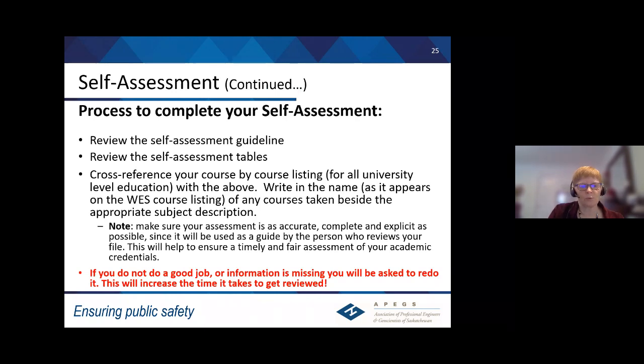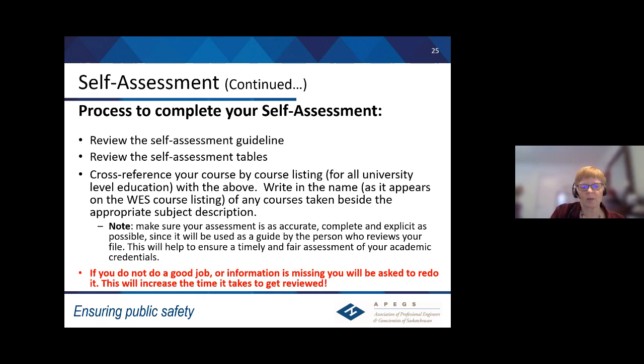Read through the self-assessment instructions and review all the self-assessment tables before you actually start filling out the assessment. There are actually two tables in each of the engineering self-assessment forms: one is basic studies and one is discipline specific. So it's good to read through the whole thing and get a feel for the entire syllabus before you start filling it out. You're going to cross-reference your course listing from the WES assessment with the Canadian syllabus. So you're going to write in the name of your course that corresponds with the Canadian syllabus.